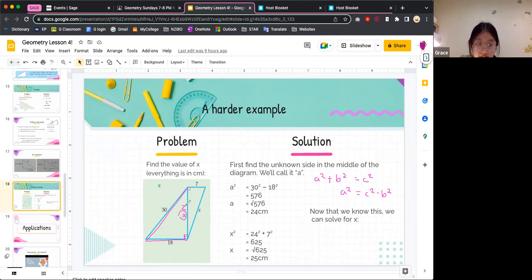This question requires us to find X as well. Now that we've found 24, we've got two of the sides of the triangle on the right side, and we want to find the hypotenuse. So once again, we can add the squares of the two sides, and then we take the square root of that to find X.